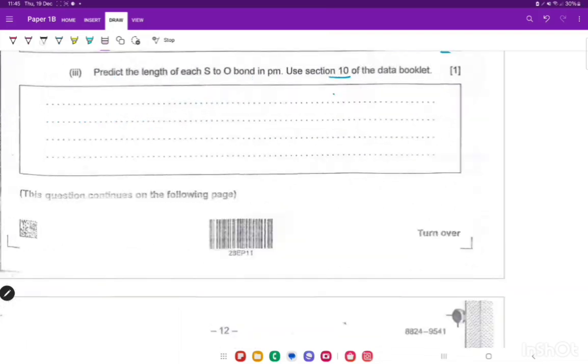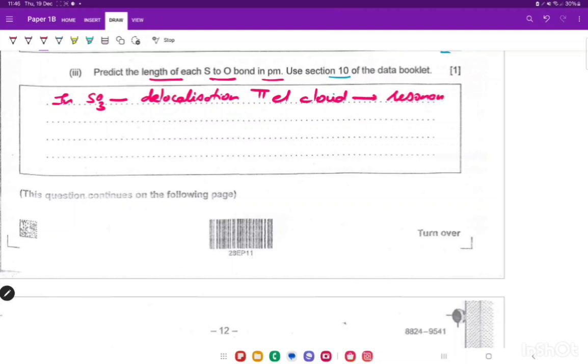Part 3 says, predict the length of each sulfur-oxygen bond in picometers using section 10 of the data booklet. Since in SO3 delocalization of the pi electron cloud will take place, that is, it will show resonance. Resonance will be there. Thus, all three SO bonds will have partial double bond characteristic.